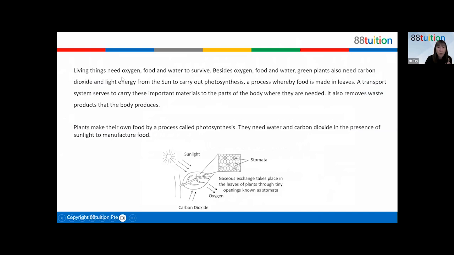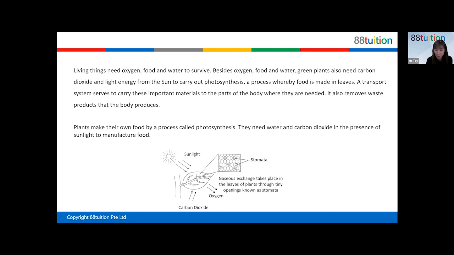Now, living things need oxygen, food, and water to survive. Besides oxygen, food, and water, green plants also need carbon dioxide and the light energy from the sun to carry out photosynthesis. This is a process whereby food is made in leaves. You must know the necessary condition for plants to make food. In the leaves, there must be a substance that helps the leaves look green in color.